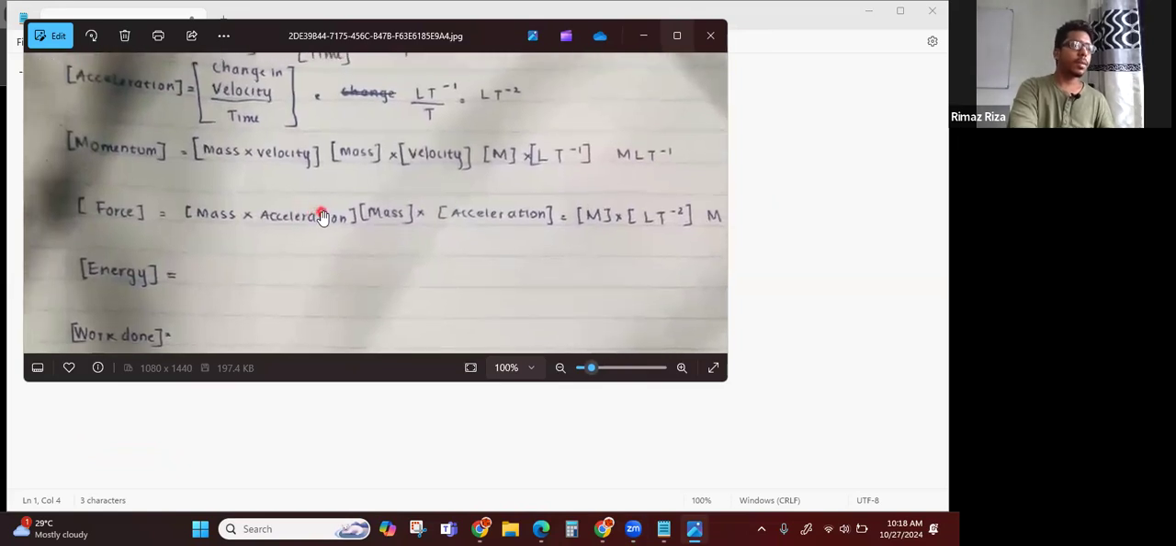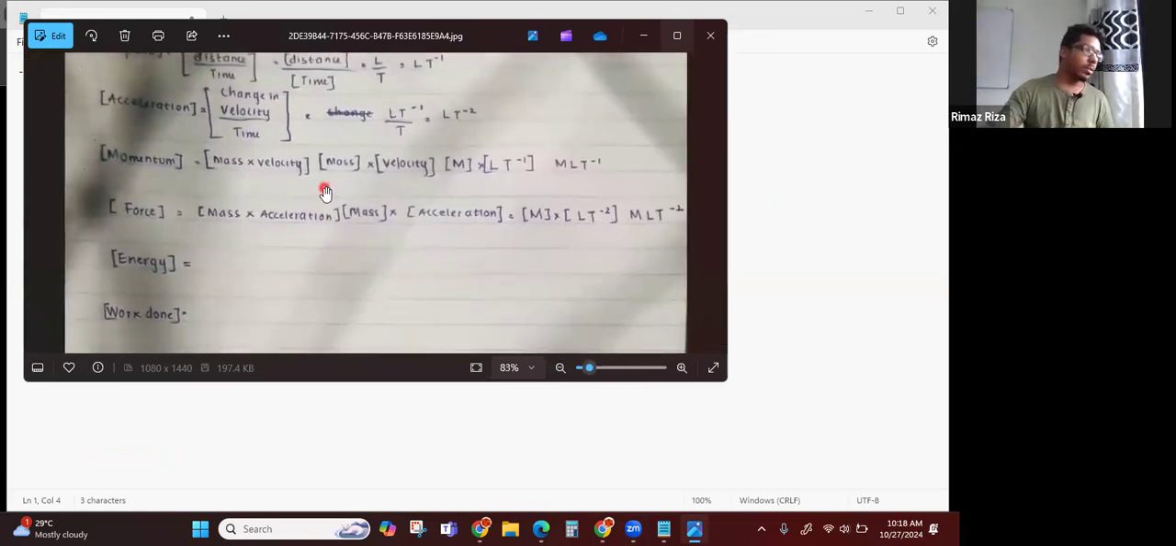So here momentum is mass into velocity, right? So we can write p equals mass times velocity. Put the equal sign. So m into L T minus 1, it's equal to M L T minus 1. And then force is mass times acceleration. You have to put the equal sign, and this is equal to this. It's correct: M L T minus 2. So the dimension of force is M L T minus 2.